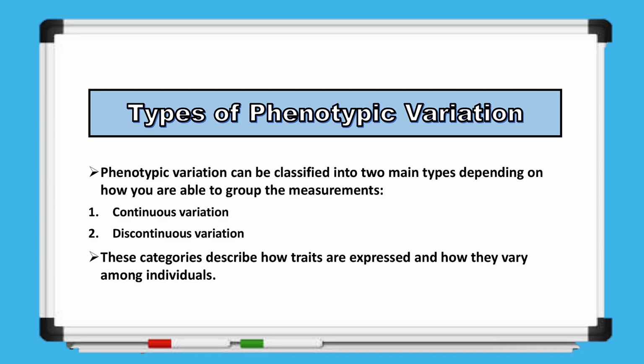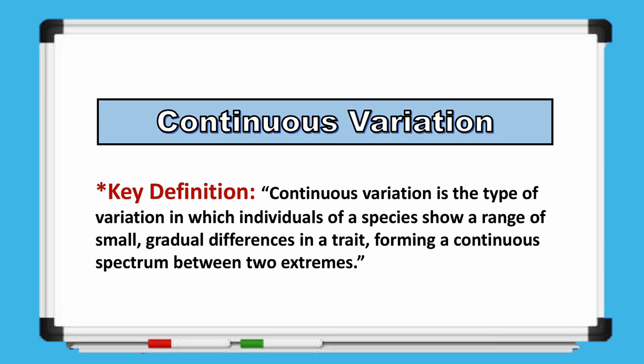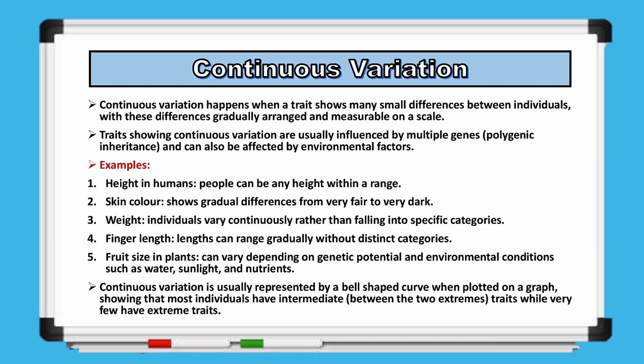within a population. We define it as, continuous variation is a type of variation in which individuals of the same species show a range of small and gradual differences in a particular trait. These differences form a continuous spectrum between two extremes, rather than falling into separate groups. Continuous variation occurs when a trait shows many small and gradual differences between individuals. These differences can be measured and arranged along a continuous scale, rather than being placed into fixed groups.